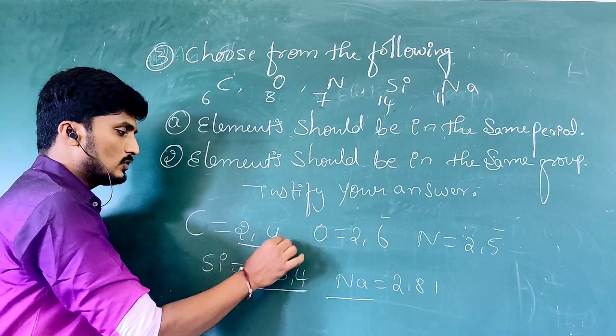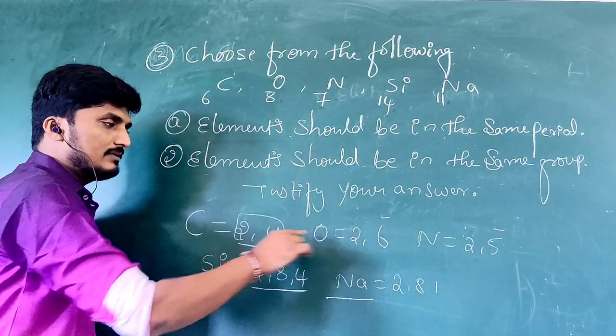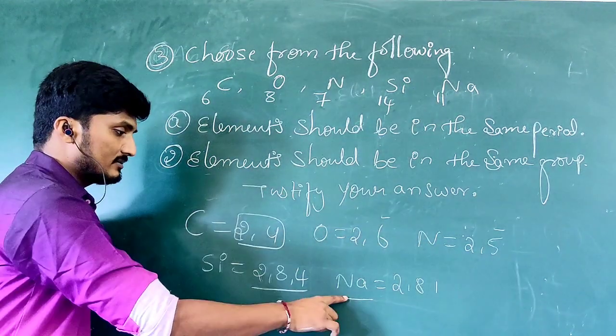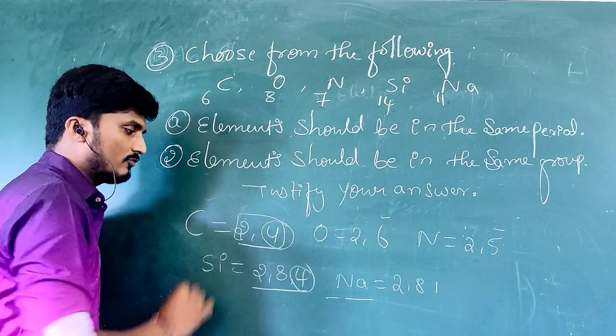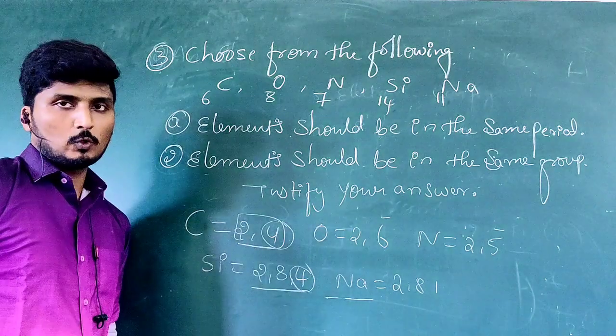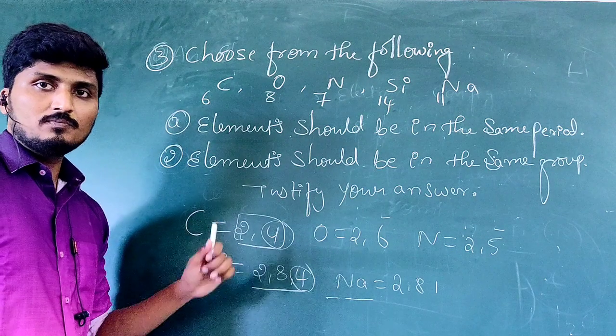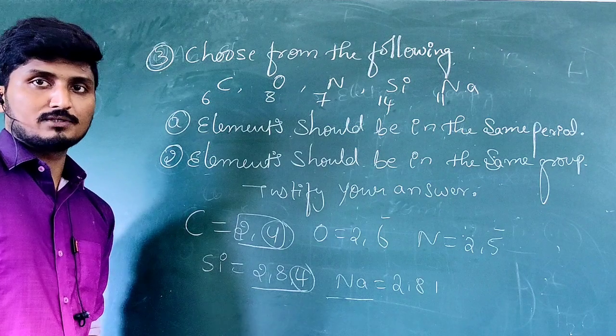Carbon is having 2, 4. Oxygen is 2, 6, and nitrogen 2, 5. So out of these 3 elements, all are different. Then silicon is there, sodium is there. Silicon is having 4 valence electrons, carbon is having 4 valence electrons. So carbon and silicon belong to the same group. Understood, children? I hope you understood this question also. So moving to the fourth question.